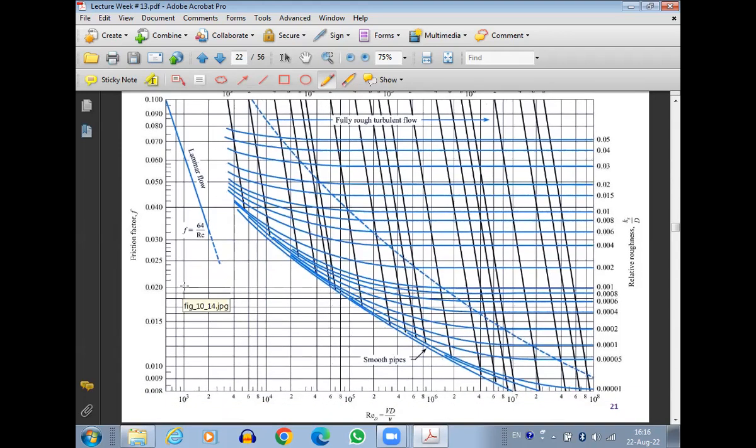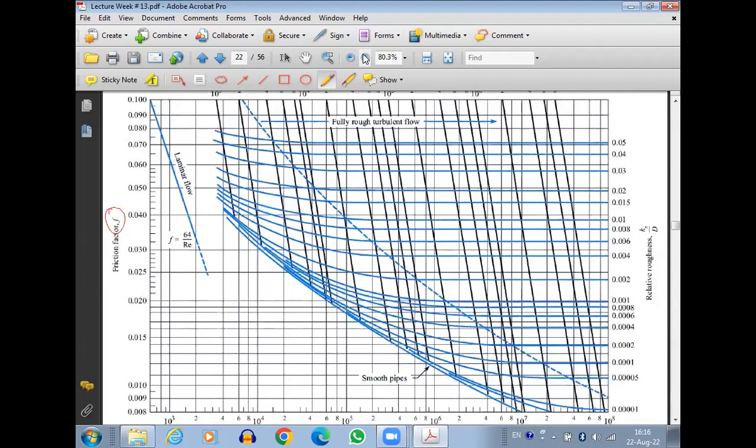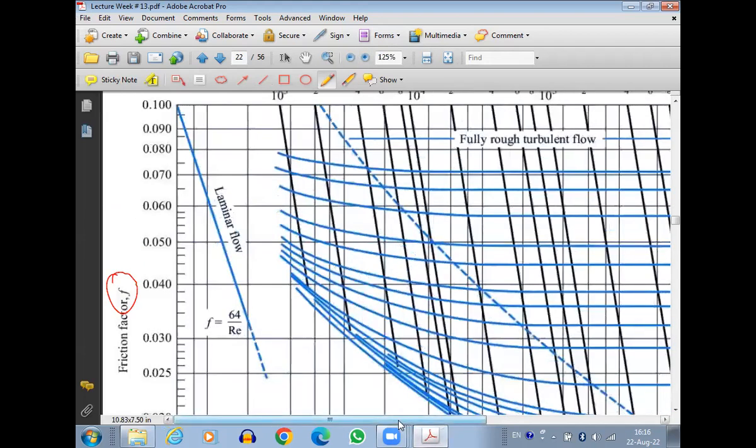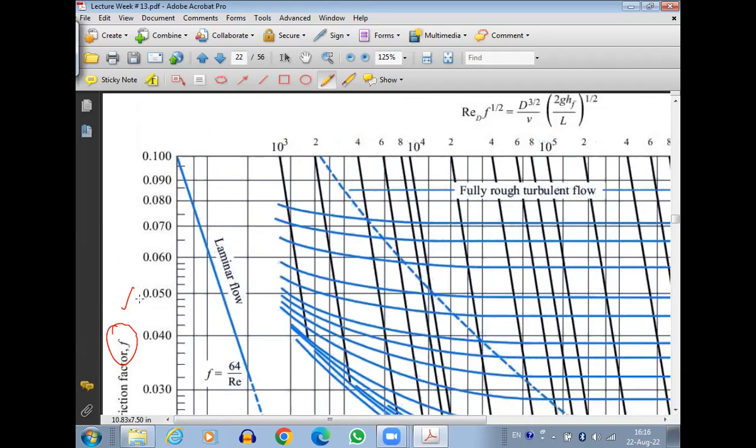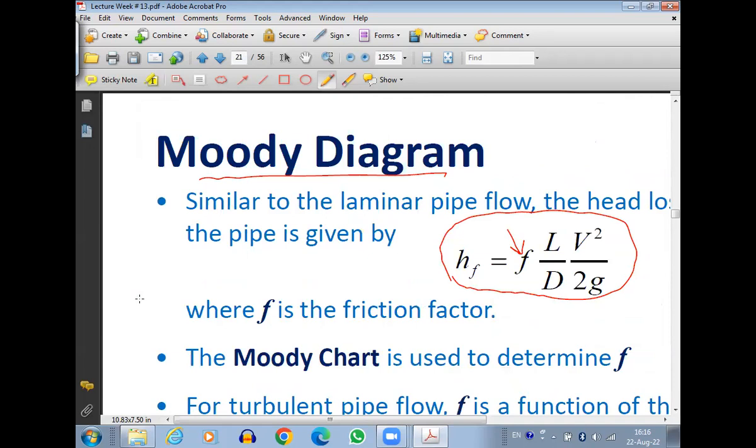First of all, what is the objective of the Moody diagram? The main objective of the Moody diagram is to find out the friction factor. Okay, and why do we need to find F? Because we need to find how much is the head loss. We can find head loss using this equation, but in this equation F is needed. So if we have F, we can find head loss.